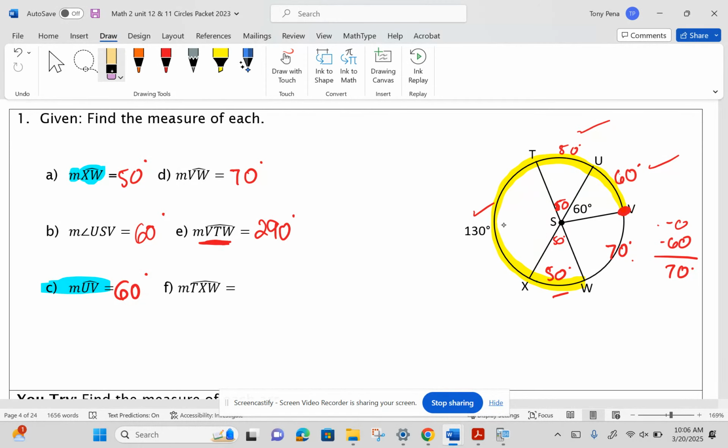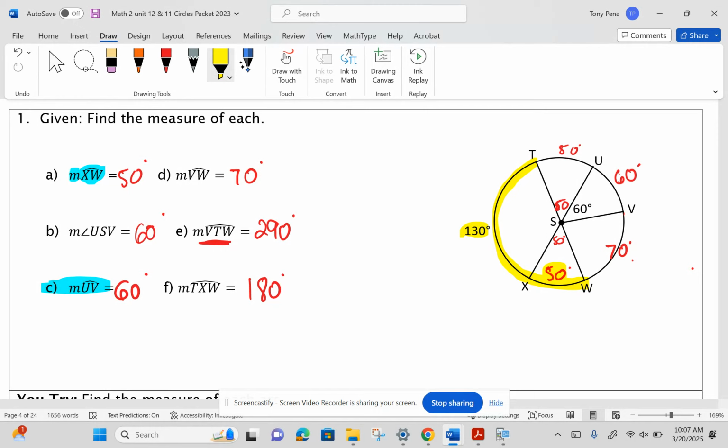All right, and then last but not least, again, let's get rid of all the markings that don't apply to this particular one, easier for me to do. Go TXW. And what does TXW have to be? 180 degrees, because isn't that our semicircle? We start at T, go through X, go to W. You can add them up, I suppose, as well. We have them marked. But it's half the circle. It's got to be 180 degrees. Okay?